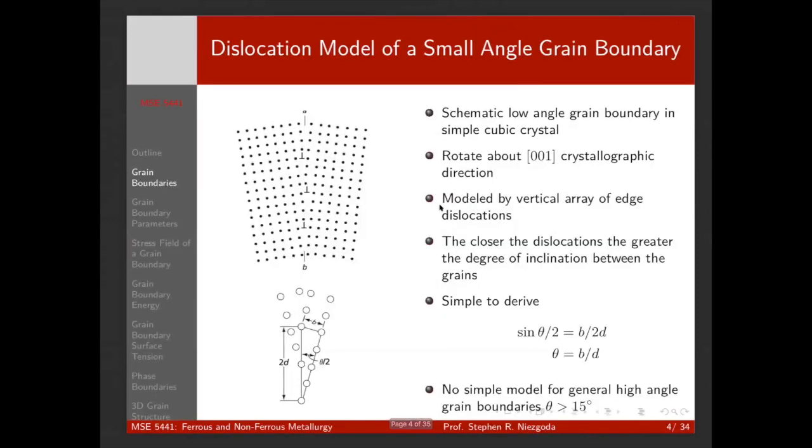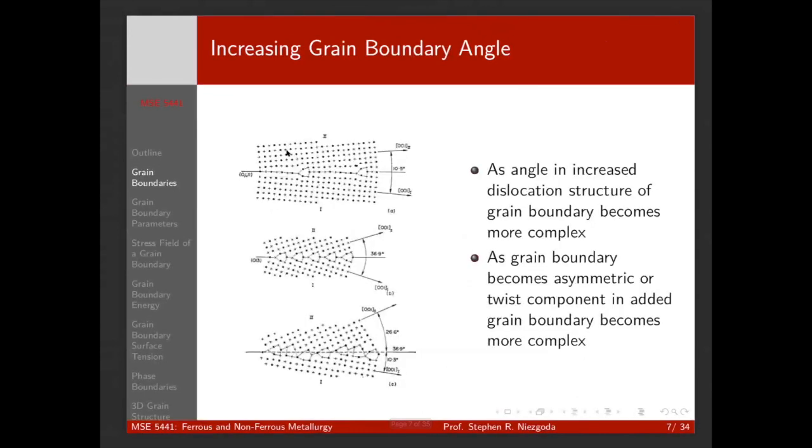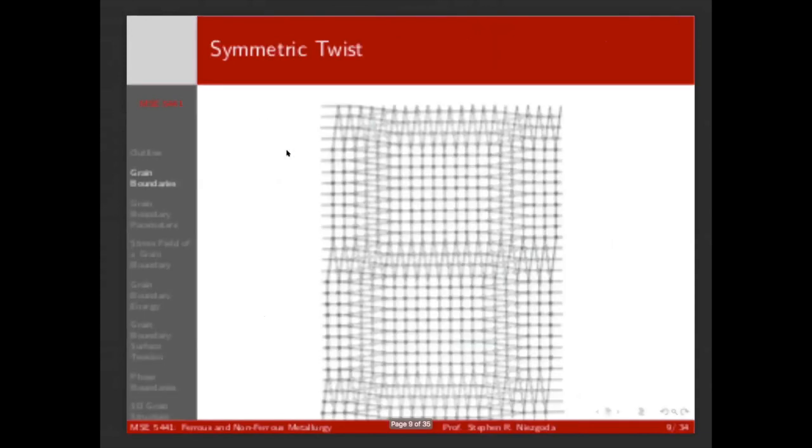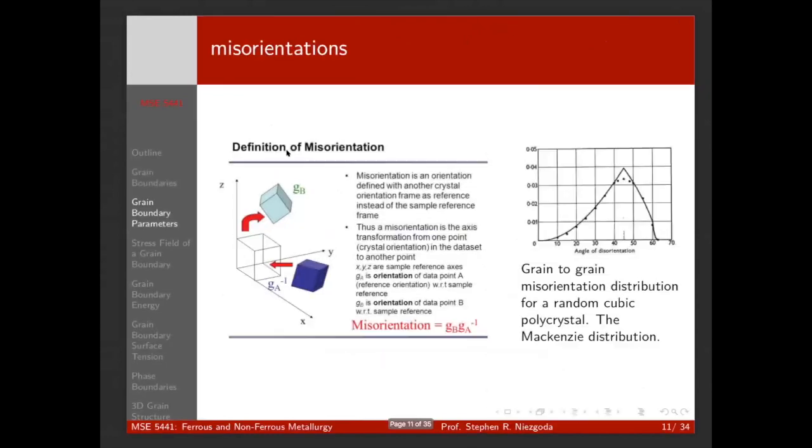Sort of a dislocation model. Again, you don't need to know the structure, but we can think of a low angle grain boundary as being made up of an array of dislocations. And as we increase the angle or the symmetry, the structure becomes pretty complicated, and we rapidly lose our ability to describe the grain boundary.